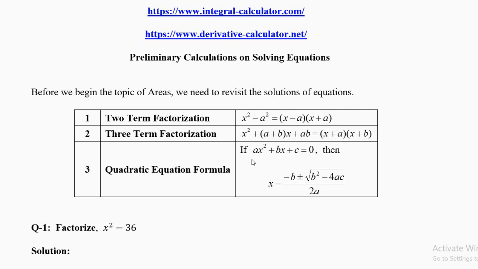Sometimes it is difficult to factorize. In that case, we shall use the formula for the quadratic equation ax square plus bx plus c equal to 0, then x equal to minus b plus or minus square root of b square minus 4ac divided by 2a. Whenever we are solving the equations, in case we take square roots, we have to take both the positive and the negative square root into account.